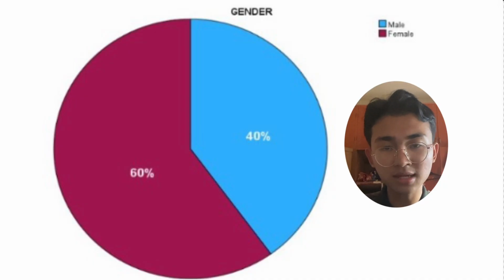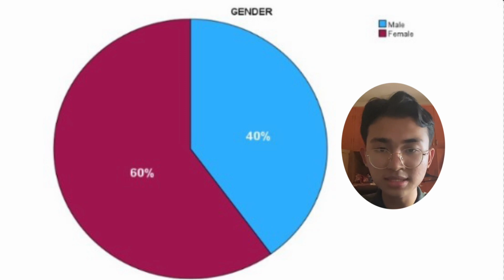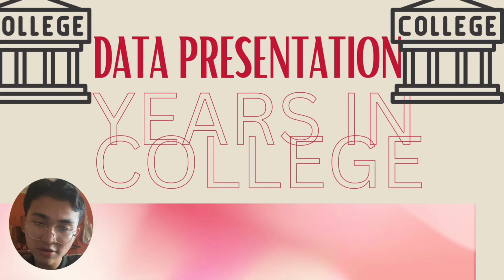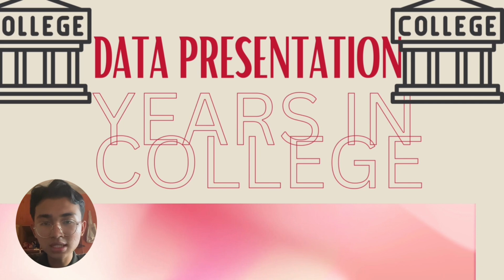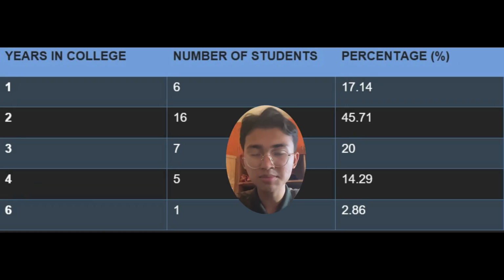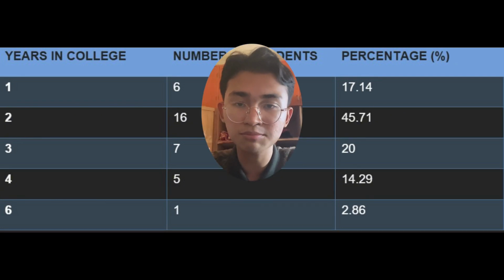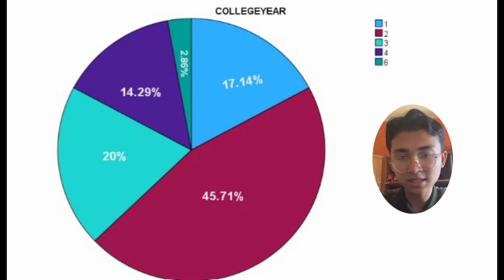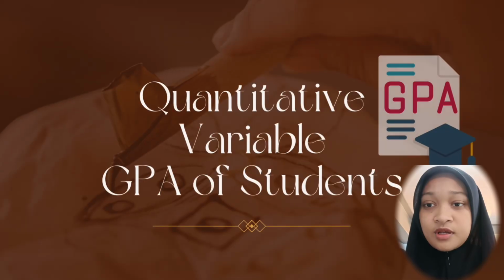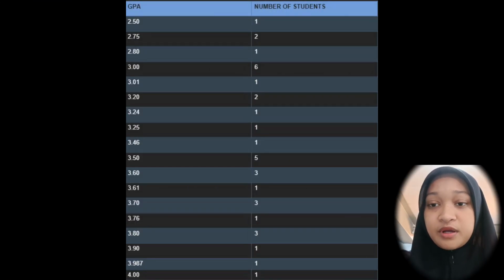Based on this table of data, a pie chart has been constructed and it represents the percentages of male and female respectively. Moving on to the next variable, which is also a qualitative variable, but a bit different this time. The previous one is nominal qualitative, this one is ordinal qualitative, and it is years in college of the students. As you can see on the table of data, years in college of the students are 1, 2, 3, 4, and 6. They have their respective numbers of students that sum up to 35 and percentages that sum up to 100. Based on the data, a pie chart has been constructed and it represents each of the respective percentages.